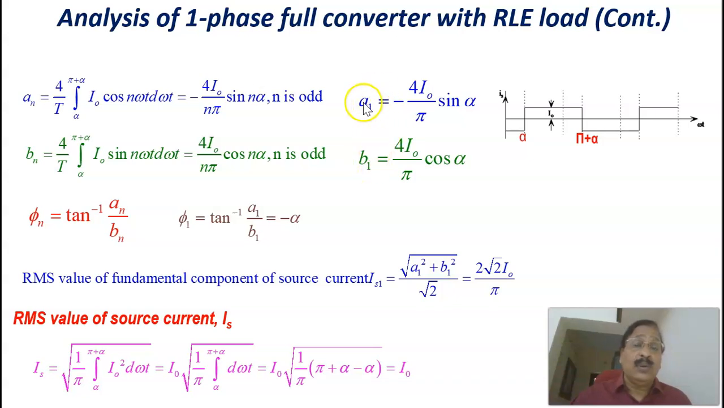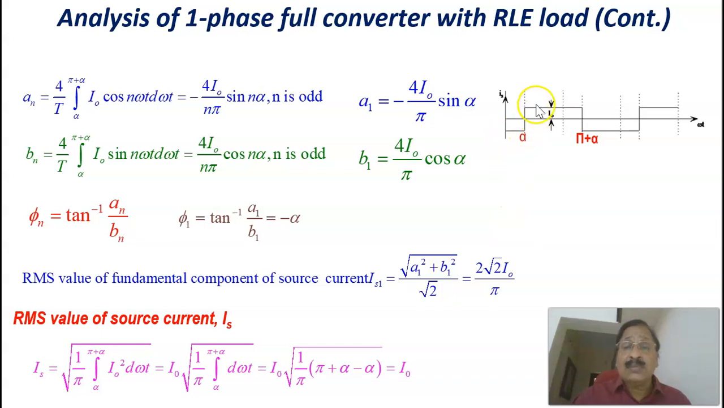Once you calculate the Fourier constants a1 and b1, then we can calculate the maximum value. This corresponds to the fundamental signal, because n equal to 1 corresponds to the fundamental signal. The maximum value of the fundamental can be calculated as square root of a1 square plus b1 square. Now to find the RMS value of the fundamental, take square root of a1 square plus b1 square divided by root 2. If you substitute the values of a1 and b1 in this equation, you will get 2 root 2 I naught divided by pi.